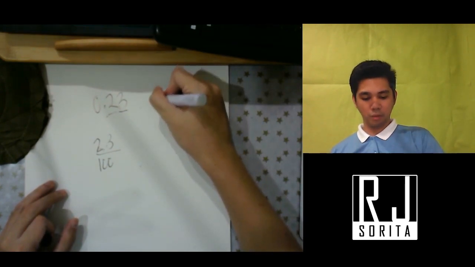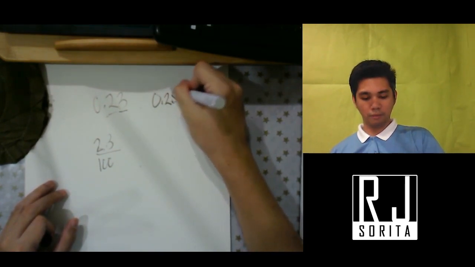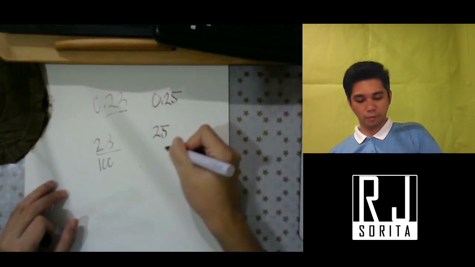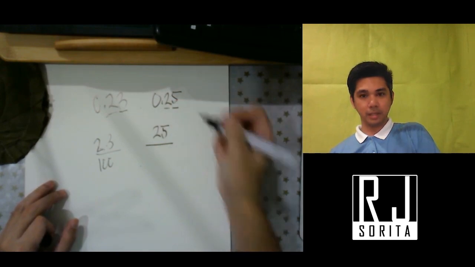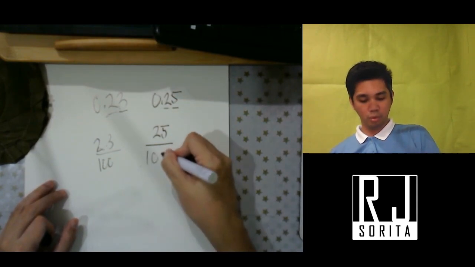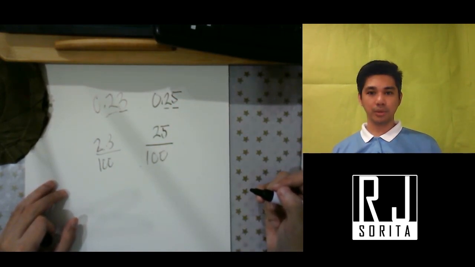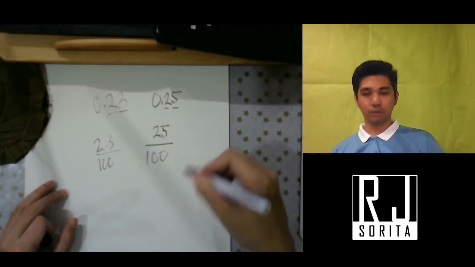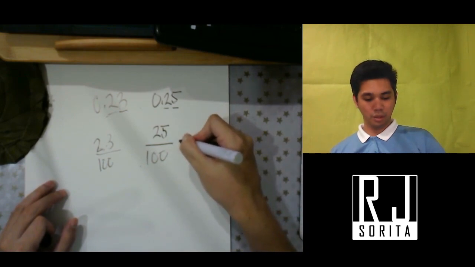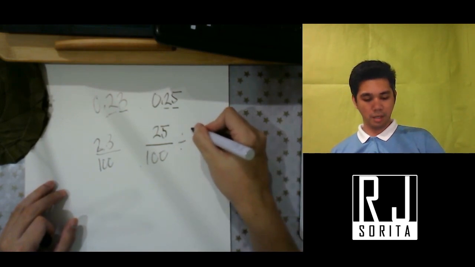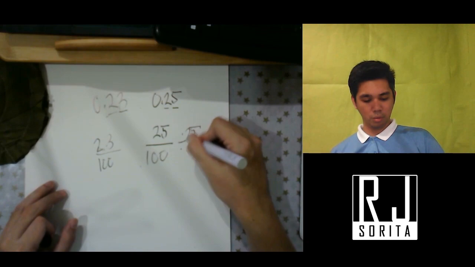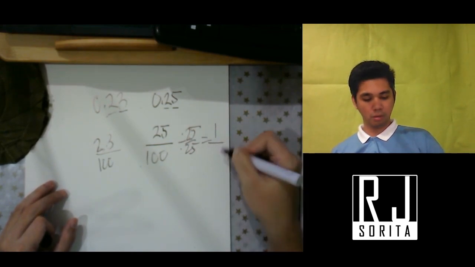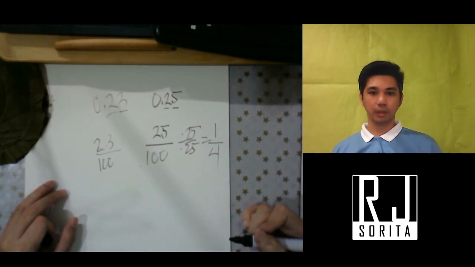Another example, if we have 0.25, so it will become 25 over, again, two decimal places, so two zeros. Since this one has a greatest common factor of 25, so divided by 25 over 25, it will become 1 over 4.